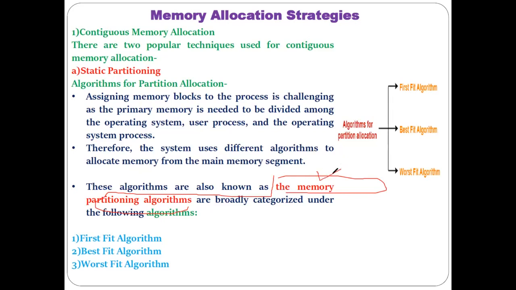Memory partitioning algorithm. In the case of memory partitioning, there are three algorithms related to it, and we are going to discuss those three. First is the first fit algorithm, then the best fit algorithm, and third the worst fit algorithm. As you can see here, partition allocation for the process is divided into three parts: first fit, best fit and worst fit. Let's see the algorithms one by one.